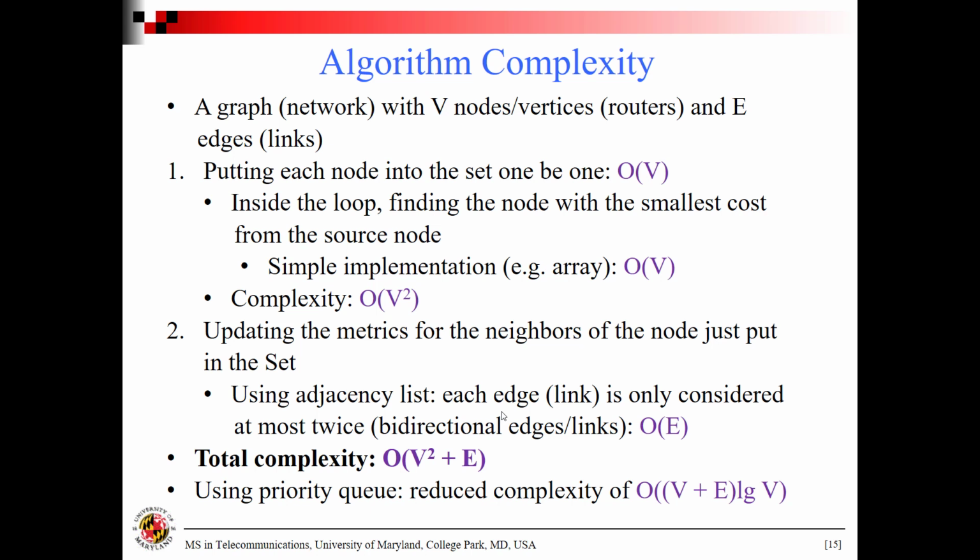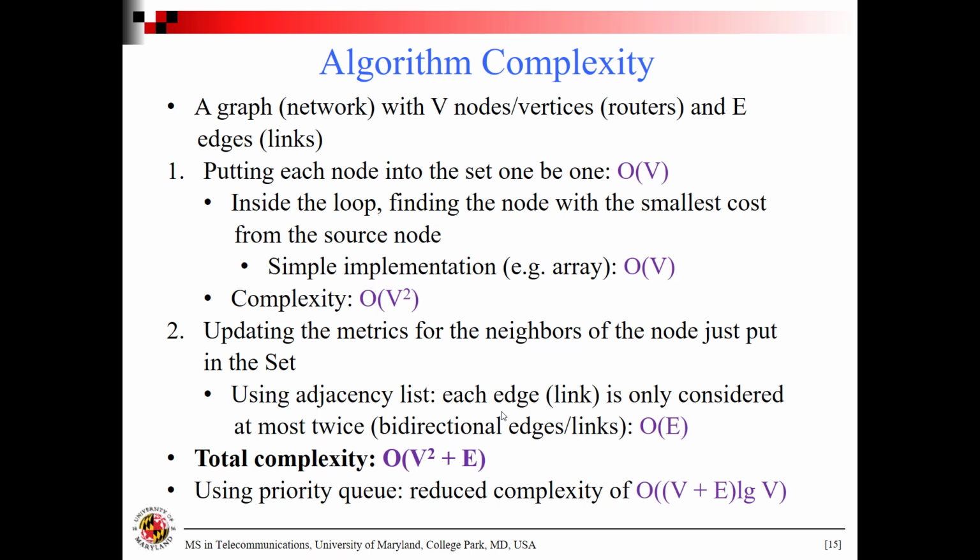Which was put in the set for the last time, and kind of go over its neighbors and see whether we could update the metric of any of those neighbors, right? Again, we need to assume something about the underlying data structure. So if we use an adjacency list, that's a reasonably simple and still reasonably efficient way to do this, because number one, we can locate the neighbors of any node in constant time.